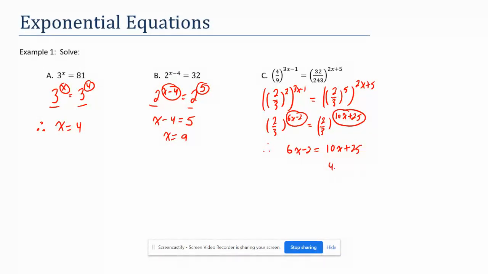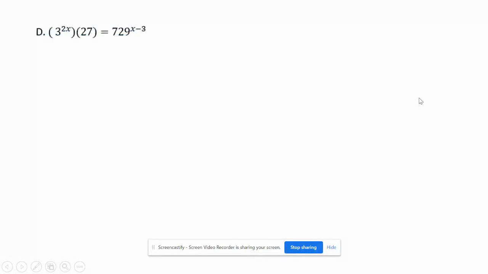Subtract 6x from both sides. Subtract 25 from both sides. That means we have negative 27 equals 4x. Divide by 4. Negative 27 fourths equals x. So all pretty straightforward, these ones. We can convert them all to the same base. Same idea, for example, d here, just a little bit more complicated.